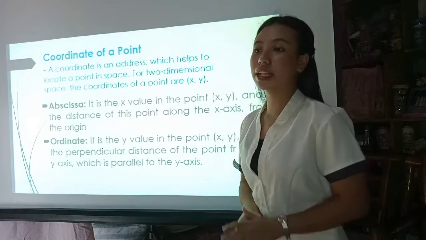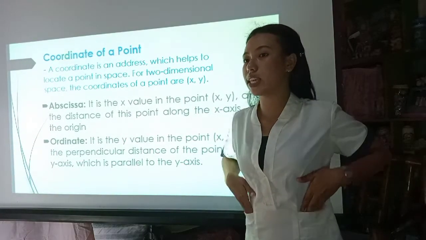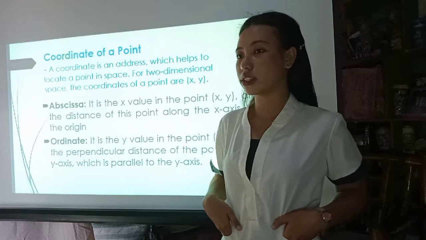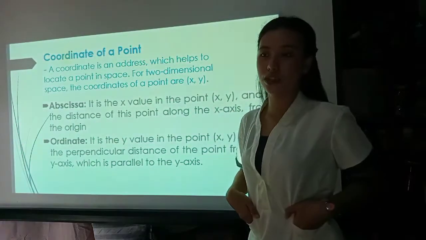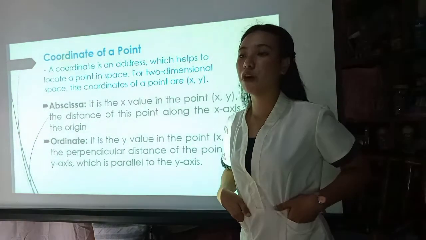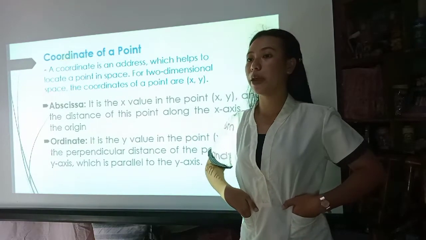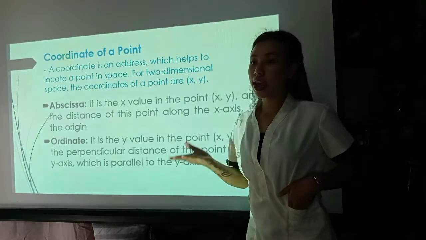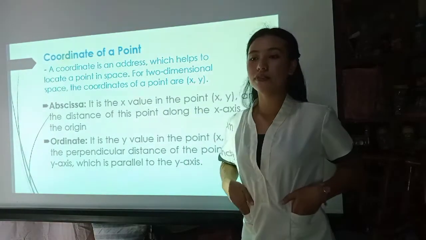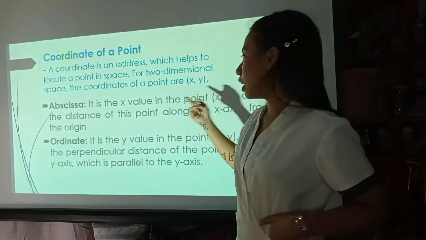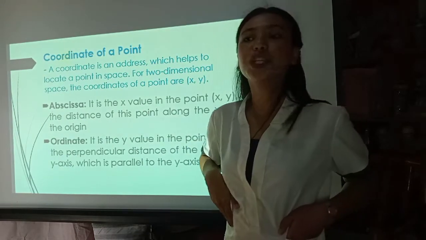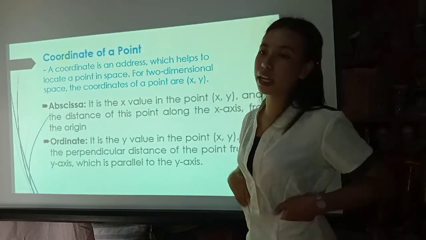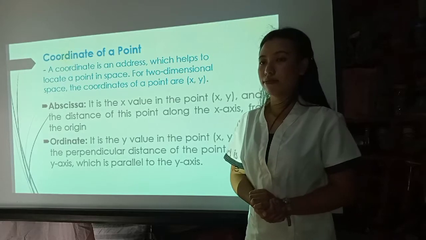So, an addition to the lesson on the Cartesian coordinate system is the coordinate of a point. A coordinate is an address which helps to locate a point in space. For two-dimensional space, the coordinates of a point are x and y: the abscissa and the ordinate. In your own words, kindly define what is abscissa.